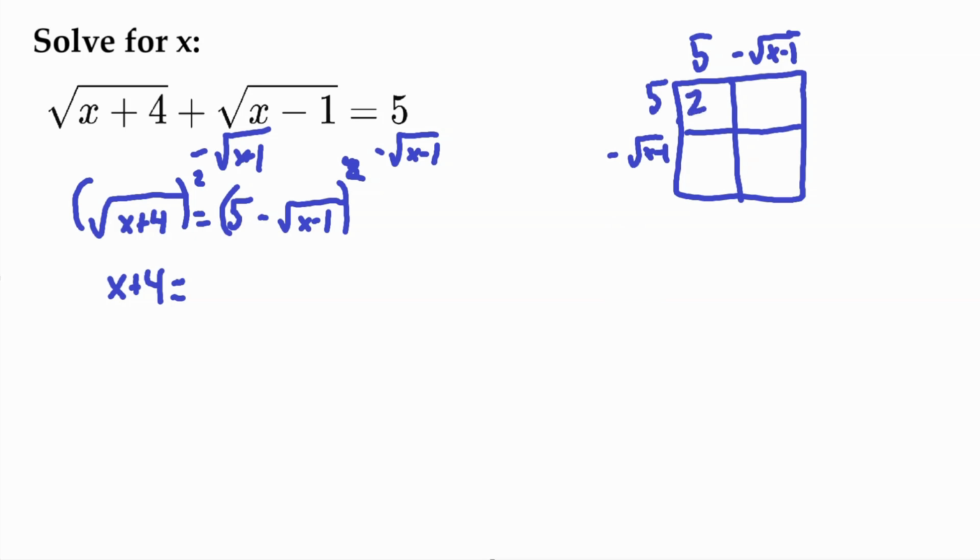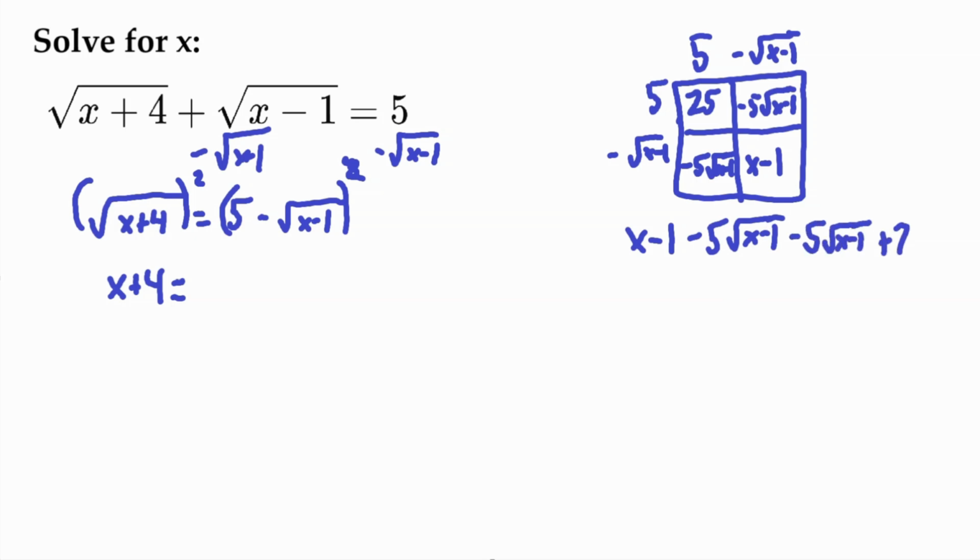So 5 times 5 is 25. This is negative 5 square root of x minus 1. This is also negative 5 square root of x minus 1. And then this is negative square root of x minus 1, squared. This simply gives us x minus 1, right? So now if we add all this together, we're going to get that this is equal to x minus 1 minus 5 square root of x minus 1, another minus 5 square root of x minus 1, plus 25. So you just add every box together.